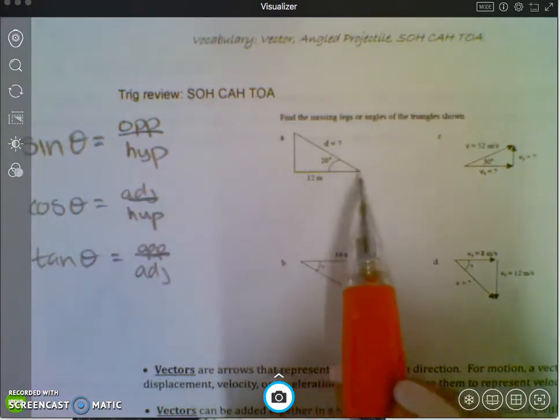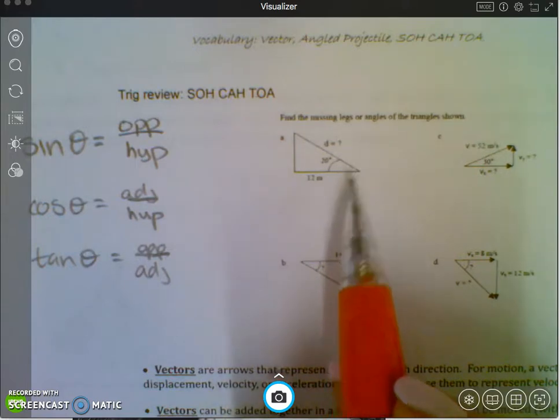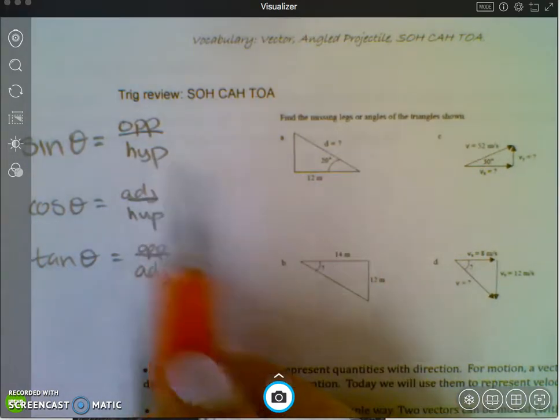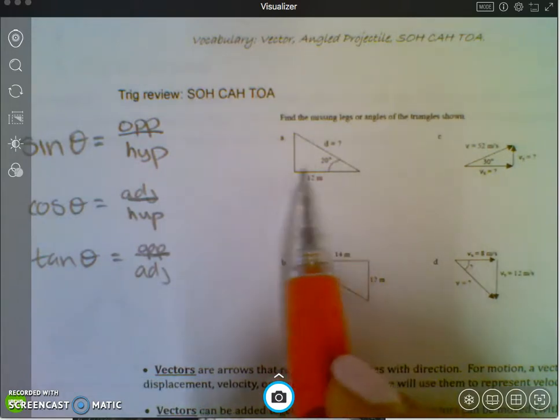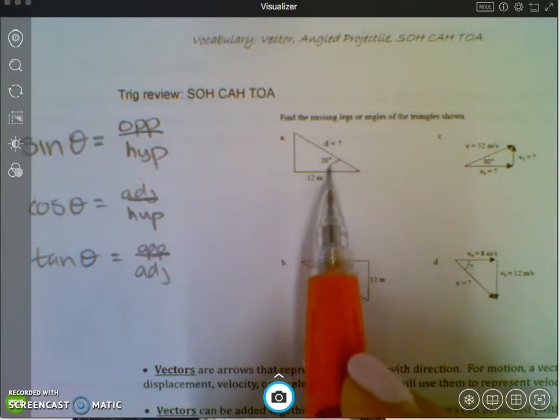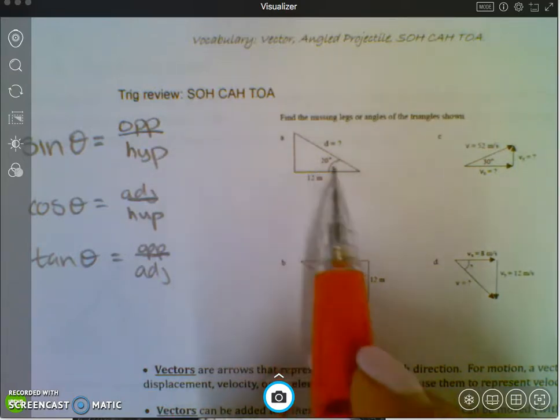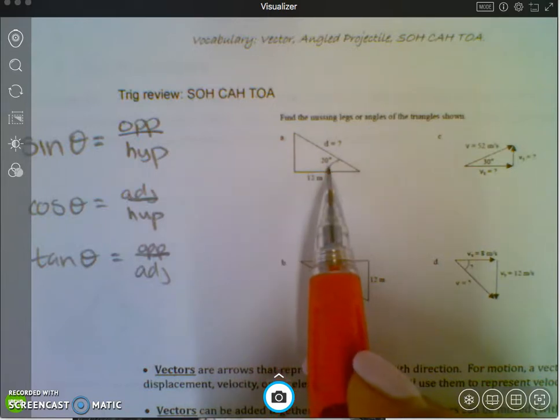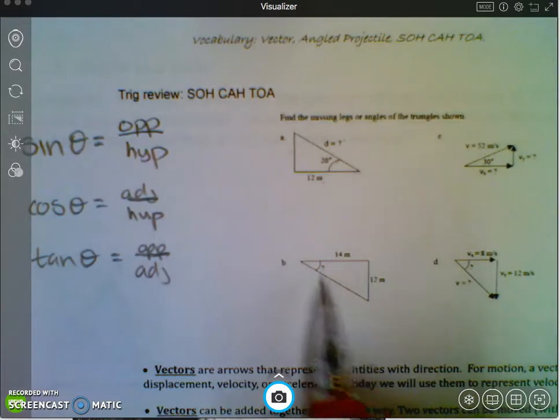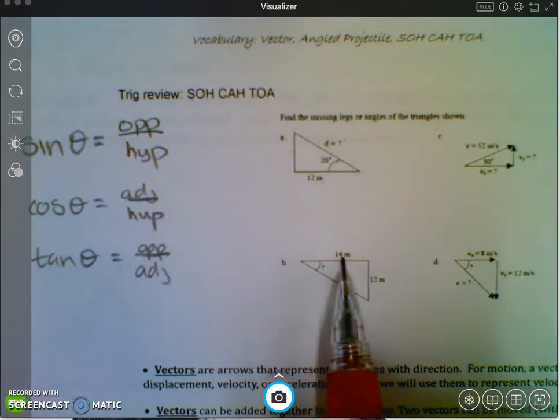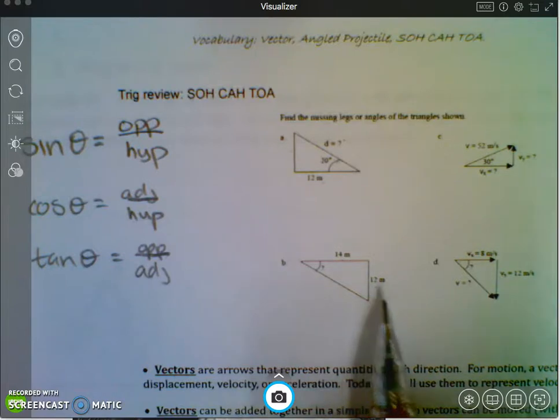When we're looking at a right triangle, the hypotenuse is always the longest side. The adjacent and the opposite really depend on where the angle is. Right now, where the angle is here, the adjacent side is the side that also touches that angle, and the opposite side is exactly what it sounds like, the side opposite the angle. So hypotenuse, adjacent, opposite. In this triangle, the angle's here. So adjacent, opposite, hypotenuse.